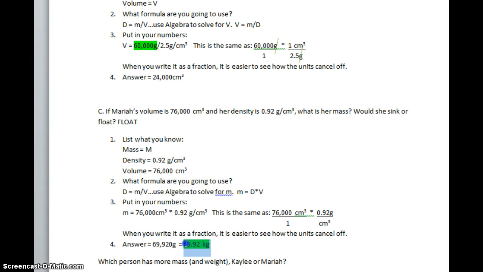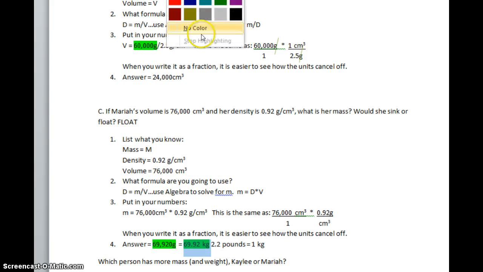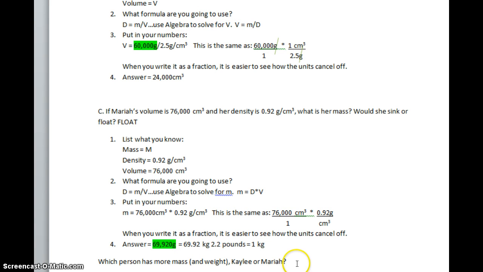So I had just immediately converted it to kilograms because that's usually the unit we use for measuring people or large objects. Objects that weigh more than 2 pounds, we usually use kilograms for. Because just in case you were wondering, 2.2 pounds equals 1 kilogram. So every kilogram is about 2 pounds. All right, so let's go back to this question where it said which one weighs more, Kaylee or Mariah?